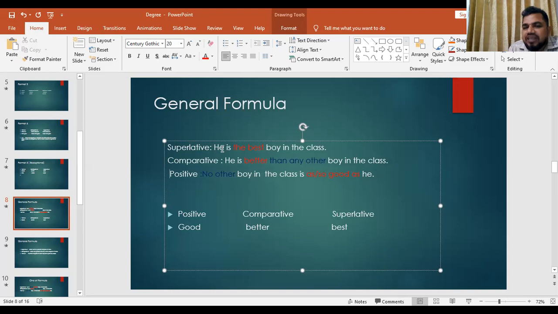He's the best boy in the class. Superlative: He's the best boy in the class. Comparative: He's better than any other boy in the class. Positive: No other boy in the class is as good or so good as he.